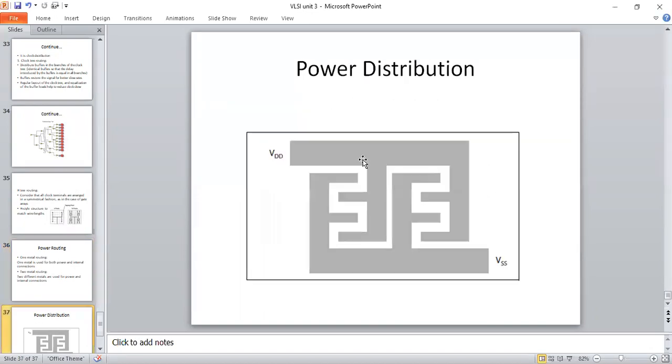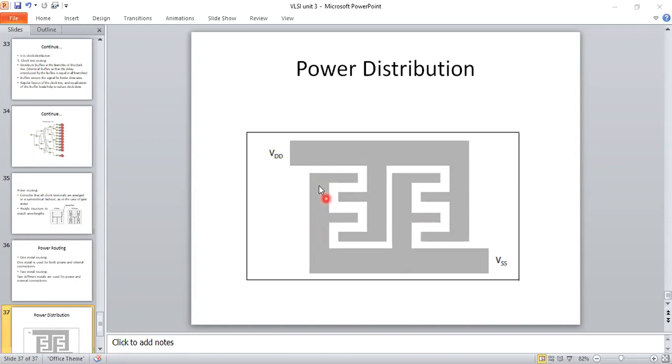And it is called two metal. So here, one metal is used for the VDD, and the same metal is used for the VSS, and metal 2 for the internal structures. Nothing but you can use some extra connections here, and it is called power distribution.